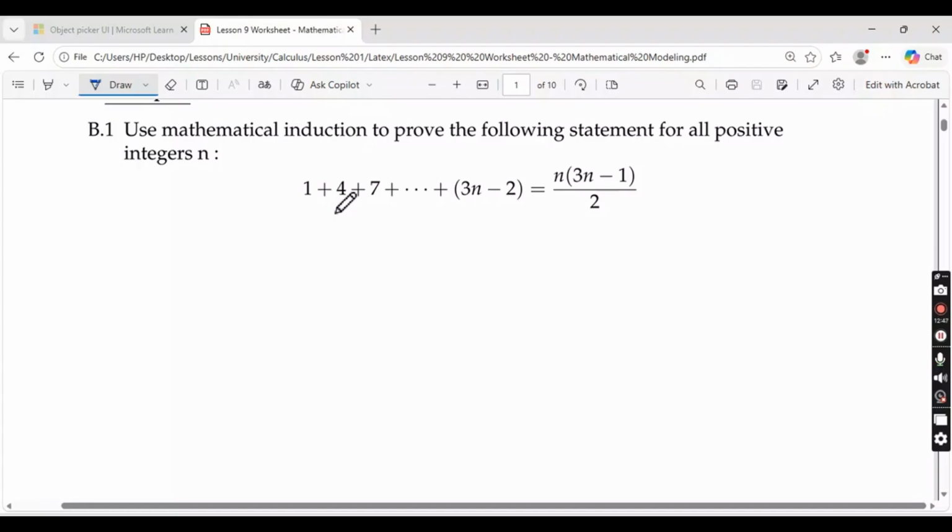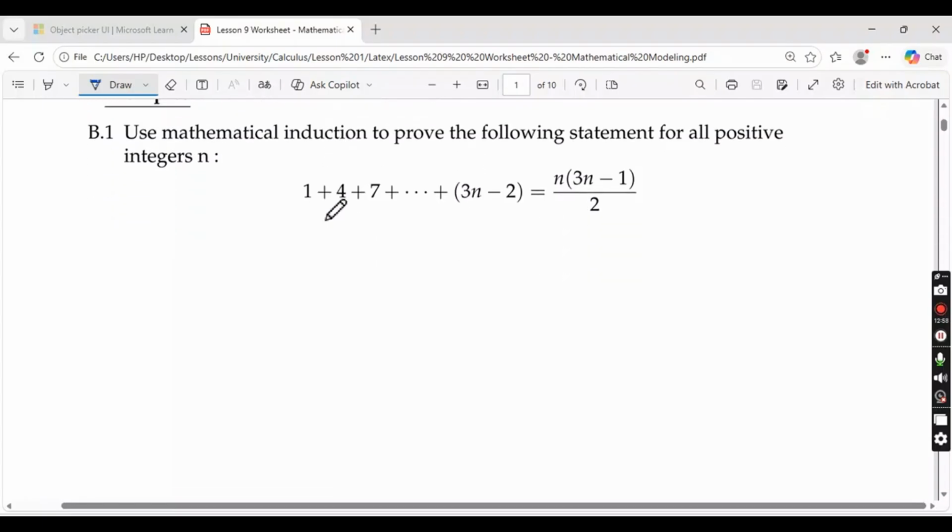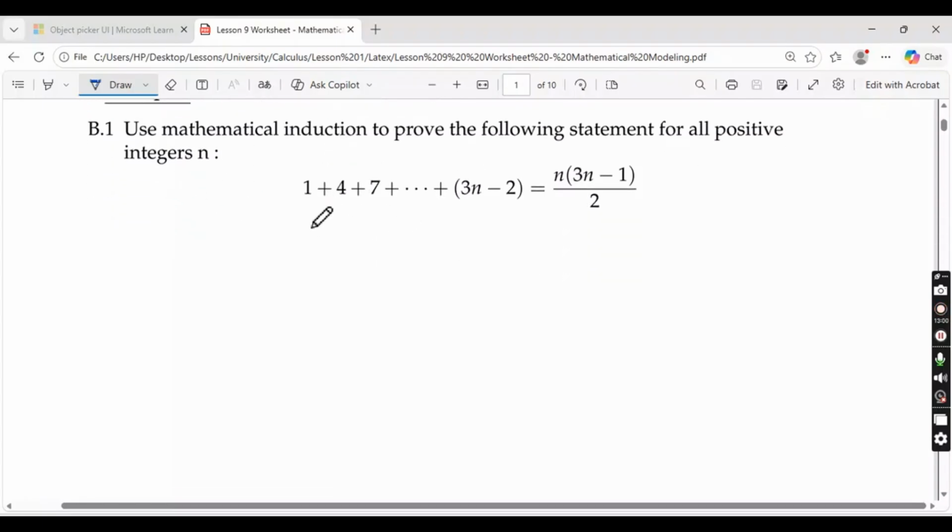So we're going to do the examples that we did, and I hope it will make more sense this time. We have this statement, and it says use mathematical induction to prove the following statement for all positive integers n. Okay, so now we have 3 steps.